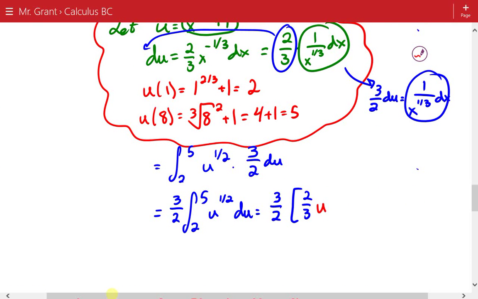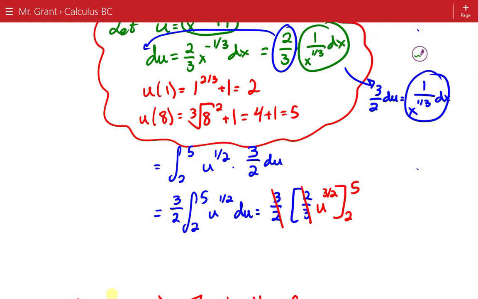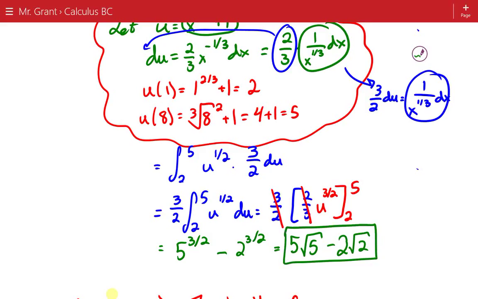There we go. u to the 3/2 from 2 to 5. And we saw before that these two will undo. So now it's just a matter of plugging in 5 and 2. So we end up with 5 to the 3/2 minus 2 to the 3/2. And with some practice, you'll see that the first one reduces to 5 square roots of 5, and the second one is the same with 2 square roots of 2. And that should match the answer in the back of the book.